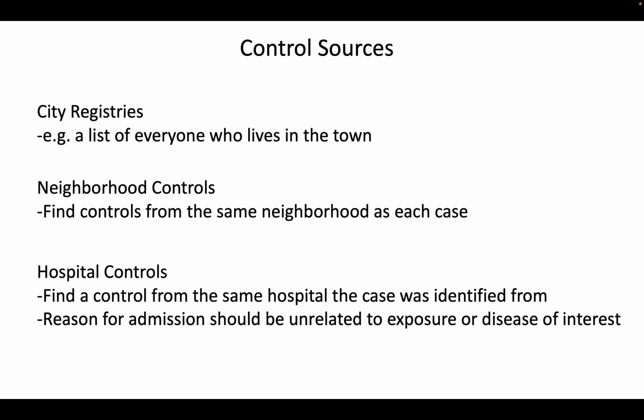Another big one I should have mentioned, I don't think it's here, is siblings. I guess that's more of a matching concept, but you could make your control a sibling, like a twin, where one of them gets some illness and the other doesn't, and you're basically controlling for a whole bunch of genetic and childhood environment factors.